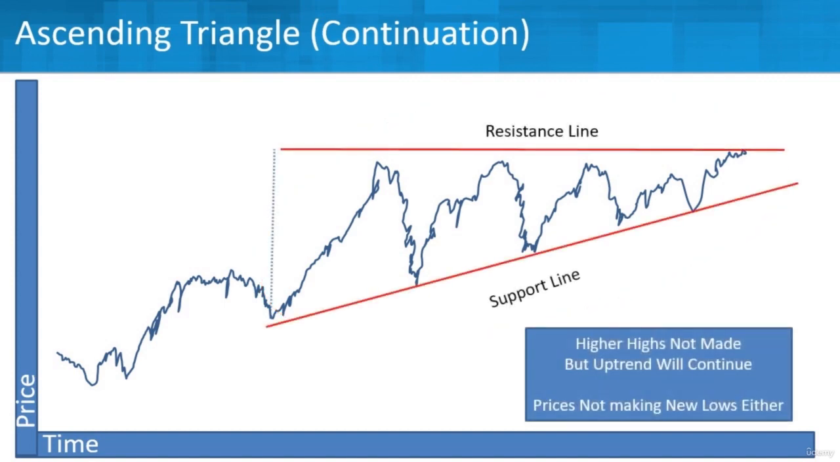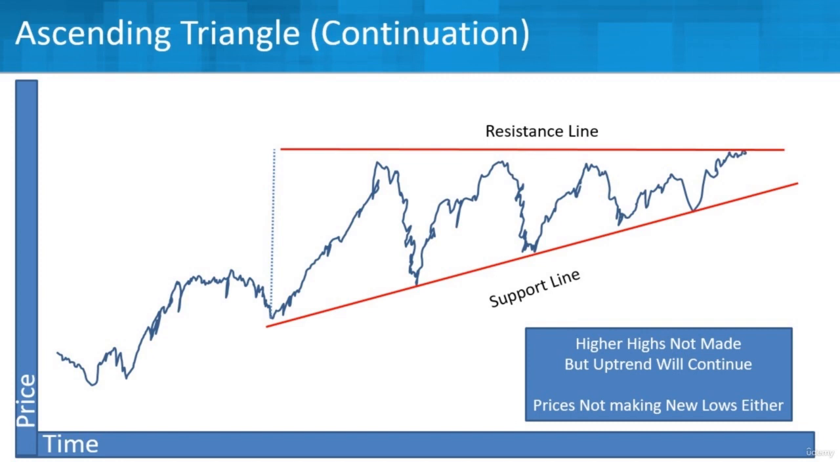Well, let's put in those resistance and support lines here. And now hopefully you can see the triangle as it's forming here. And you can see that higher highs were not made, but the uptrend is going to continue. And the prices don't reflect new lows either. They're trading within that resistance and support line, those lines up there. And you can see how they're converging together, they're getting closer together.